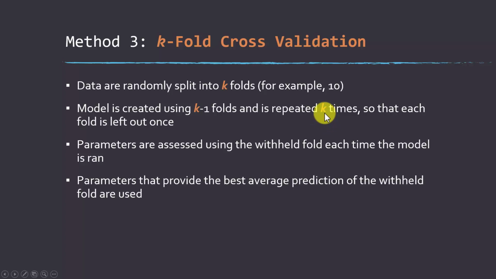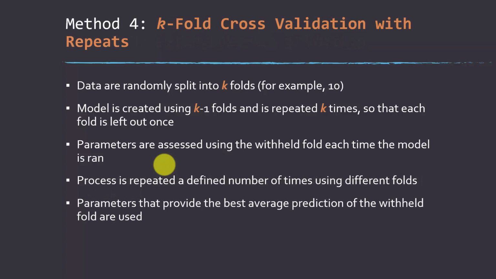So imagine you have 10 subsets of data that don't overlap. You're going to run the model 10 times using 9 of them and holding out one each time, and the one that's held out will always be different, so that all of the 10 samples are held out in one of the models. Then you'll average those out to assess the performance, and the one that provides the best predictive power averaged across the different folds will be the preferred model.